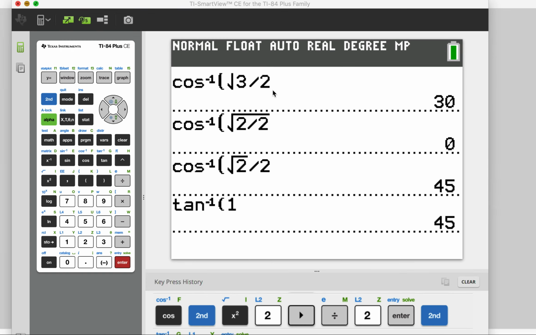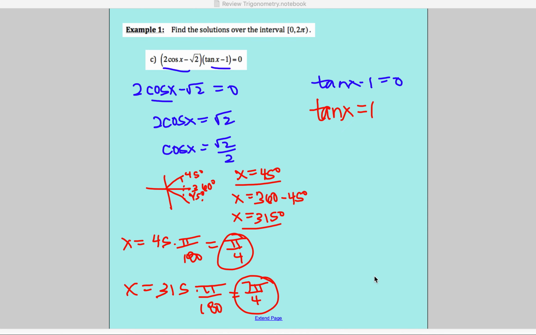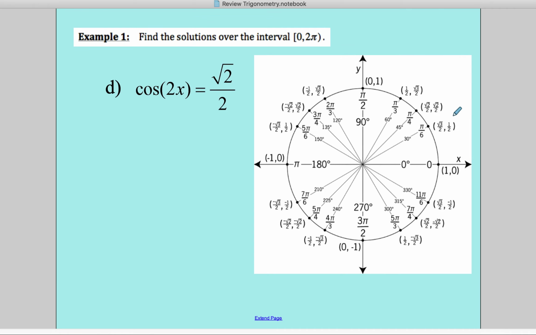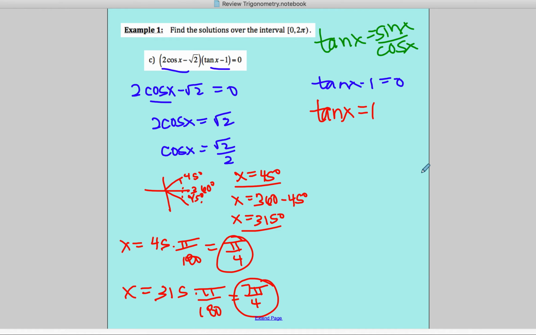Why does this make sense? Well, remember, tangent is equal to sine over cosine. And so the only way to get an answer of 1 is to have the number sine divided by cosine to be the same thing. And the only place that happens on my unit circle, which I have right here, is at 45 degrees. Square root of 2 over 2 over square root of 2 over 2. That gives us an answer of 1. So one answer is x equals 45 degrees.